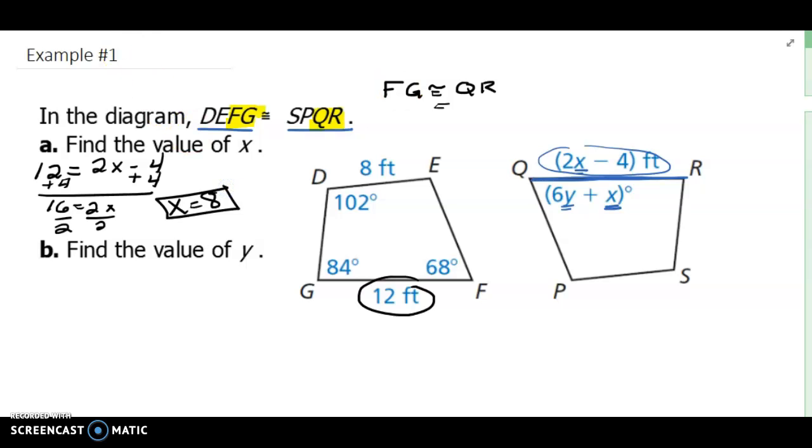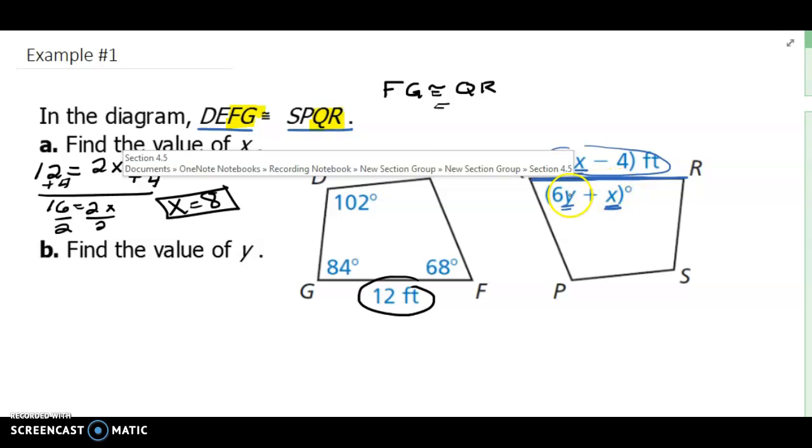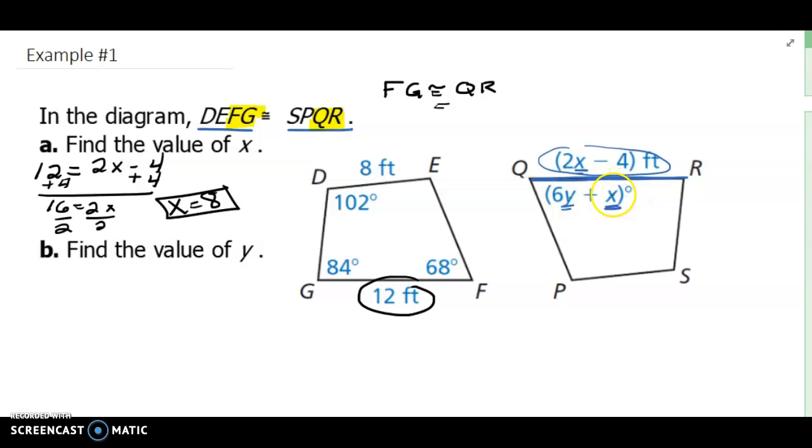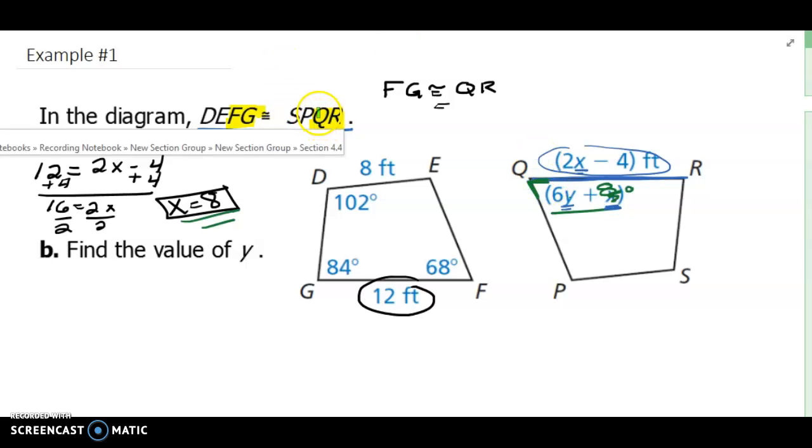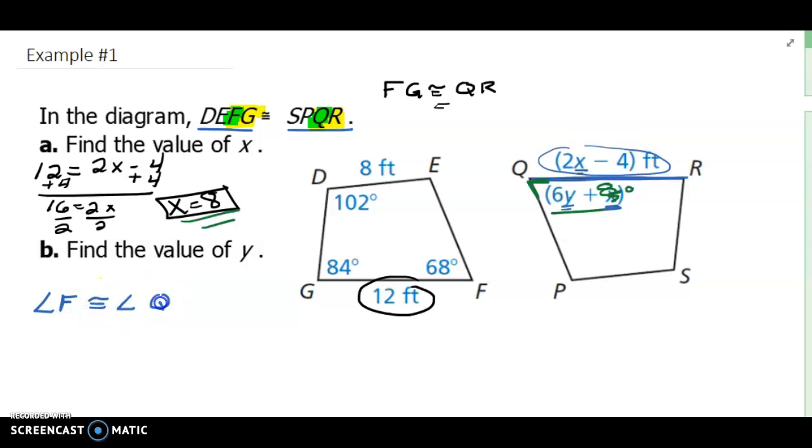Okay, now I'm going to solve for y. Well, I have x and y in here, but I've already solved for x, so I can just go ahead and replace this with an 8, because I know my x is equal to 8. And notice the degree symbol, that means it's referring to an angle measure. So this 6y plus 8 is referring to angle Q. So if I look up here, Q is the third letter listed on the right, so I want to pair it with the third letter listed on the left. So I could say that angle F is congruent to angle Q.